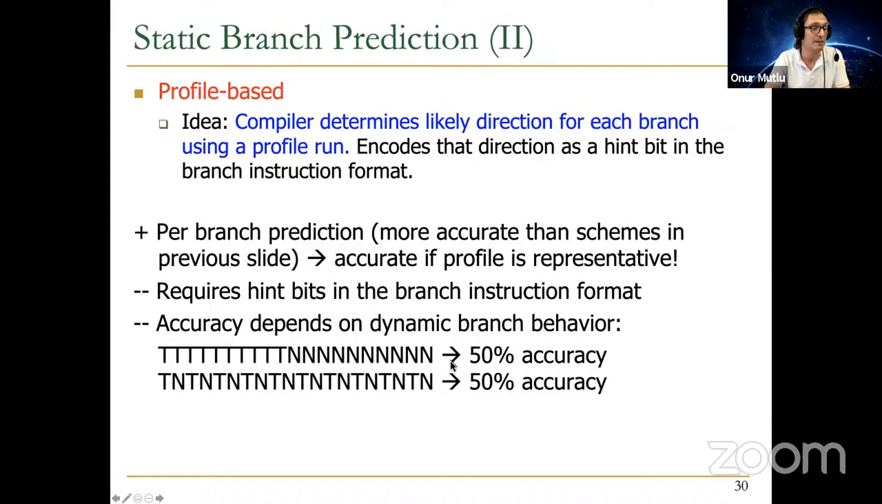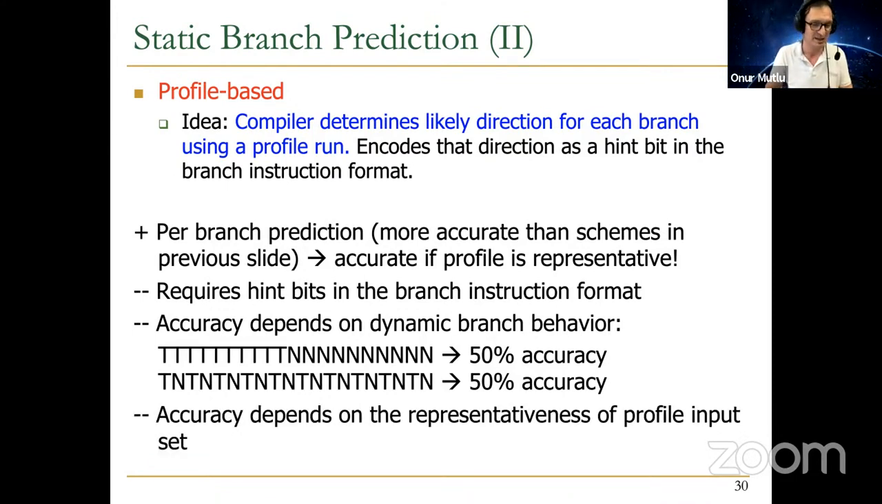The compiler has only one bit. It can say taken or not taken. Either way, you get 50% accuracy. If the branch behaves like this, taken, not taken, taken, not taken, in an interleaved manner, in 10 iterations, versus 10 iterations taken and 10 iterations not taken, you still get 50% accuracy. So the compiler cannot do well, at least with these non-biased branches. And as a result, your accuracy tanks.